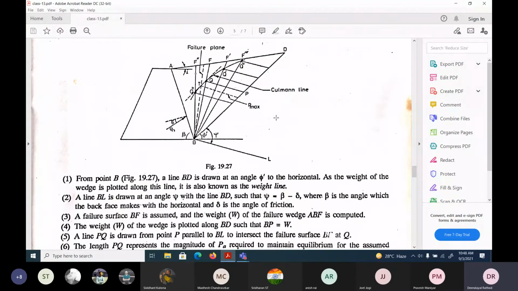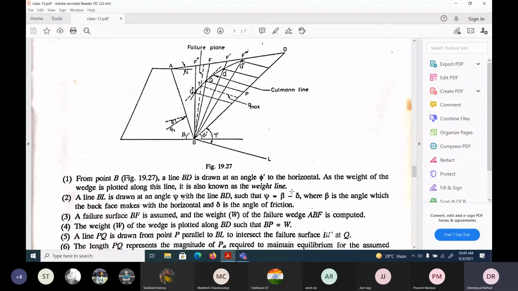Next step: a failure surface BF is assumed. That means we assume some failure surface, this BF here, somewhere on this side and this side, and we will keep on assuming it. First we assume the failure surface here. This is the weight line and this is the failure surface BF. And the weight of the wedge ABF is computed. Once we assume that failure surface, it is a triangle, and once you know the unit weight, we can compute the ABF weight.